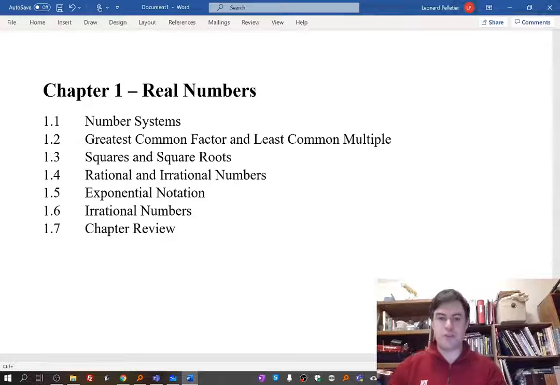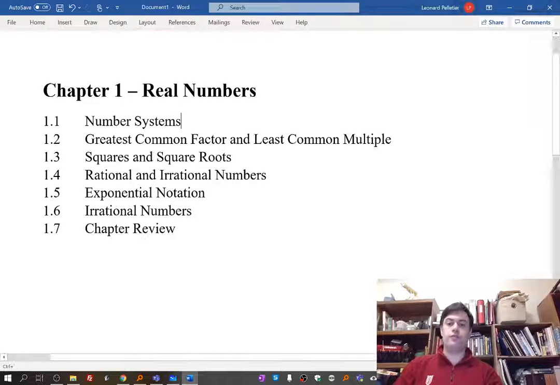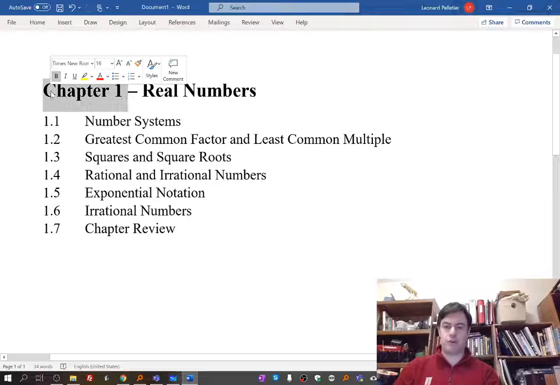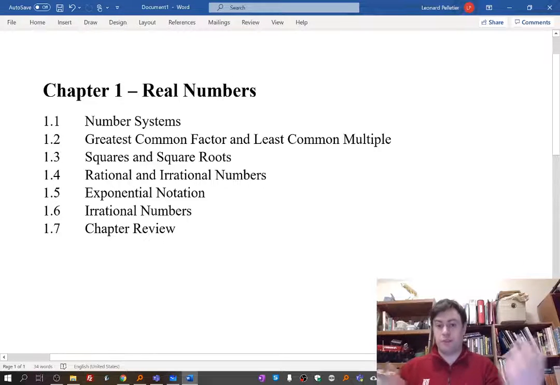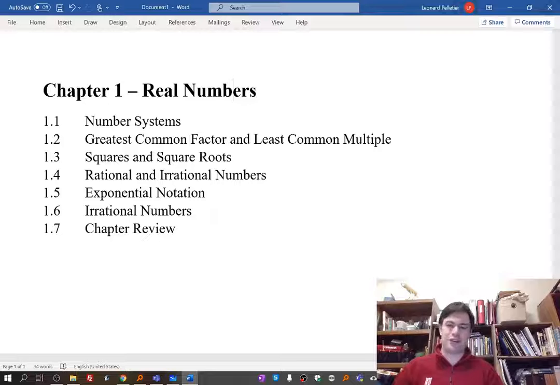Hey Math 10, I just wanted to do a quick overview of the first chapter, which is called Real Numbers, and it's all about different types of foundational topics involving the real numbers, which are basically just all the numbers that you have experienced in your lifetime, and maybe a few you haven't.